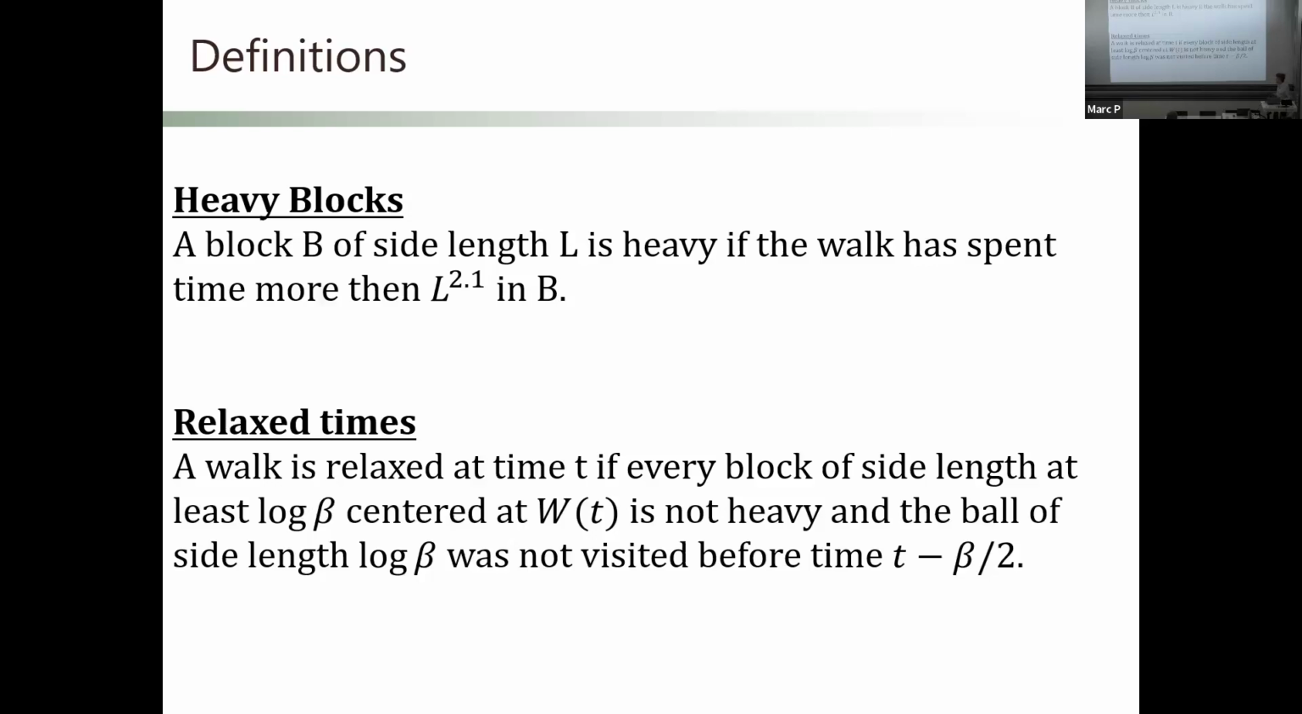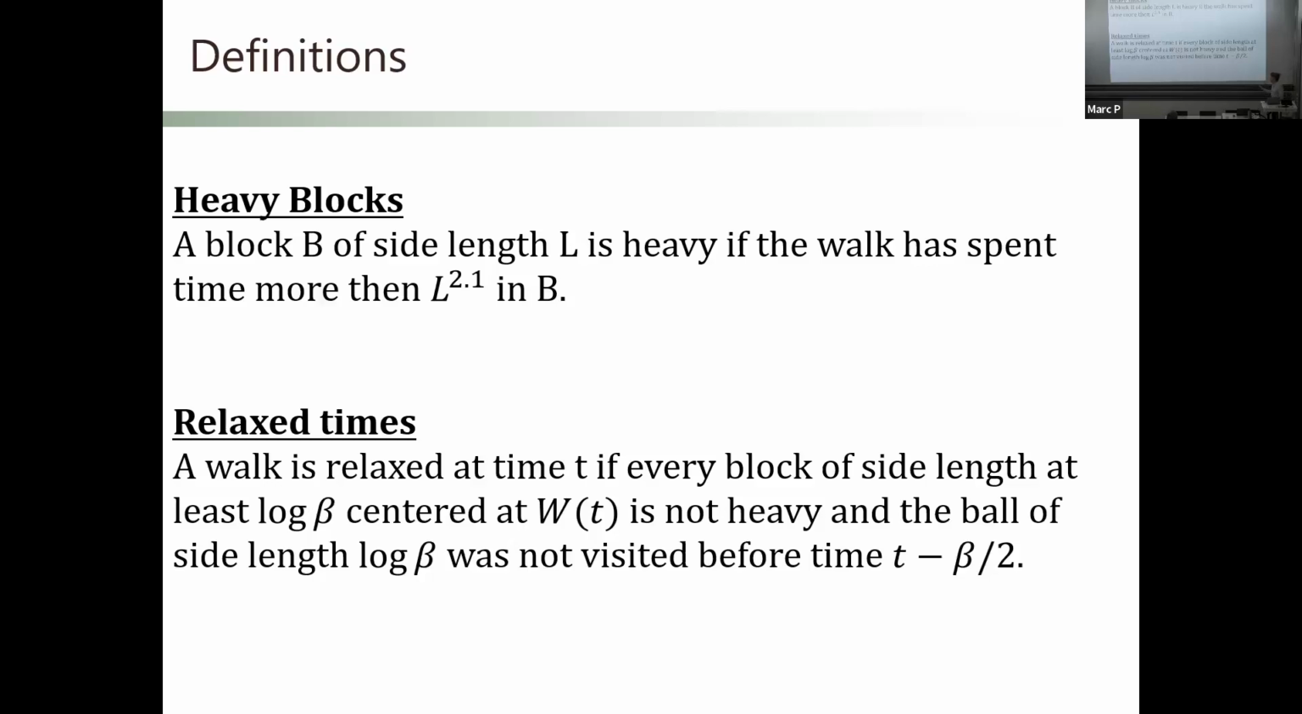And so the other definition I want to say is that at time t, if we look at a ball centered around W_t, the location of the walk, then we'll call it relaxed if all of the blocks centered around W_t are not heavy. I'll have a slightly different definition for small scale blocks, but essentially it's a place where none of the blocks around it are heavy. And why is being relaxed good? Well, it means that the history of the past is sparse enough that at least a simple random walk can easily miss it.